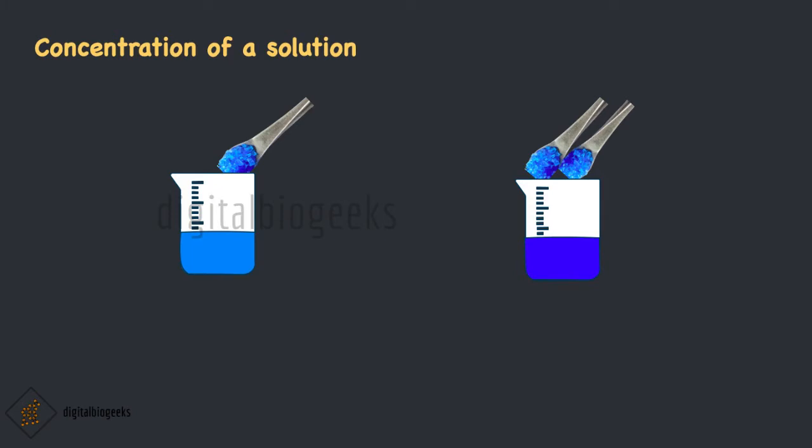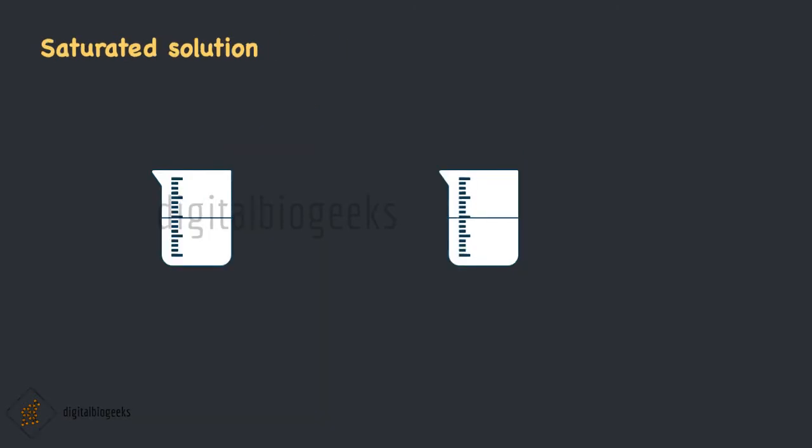We can observe the first one contains less amount of solute and we can call the solution a dilute solution. The second one contains more amount of solute and it can be called a concentrated solution. That means depending upon the amount of solute present in a solution, it can be called a dilute or a concentrated solution. Have you heard about saturated and unsaturated solutions?